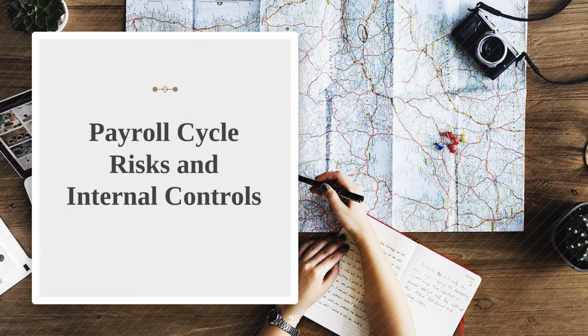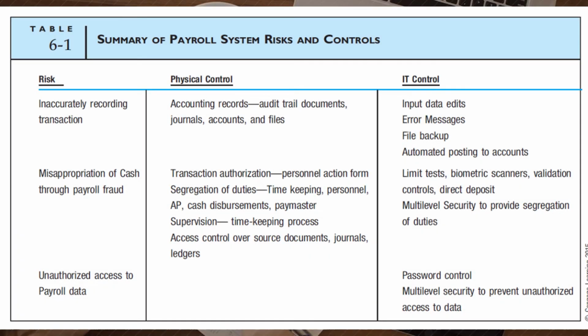Okay, let us talk now about payroll cycle risks and internal controls. This is a good summary of the payroll system risks and threats, as well as the controls. We have physical controls and IT controls. Remember, if we use a basic IT system, then we will have more physical controls than IT controls. But if we use an advanced system, then we will have more IT controls than physical controls. So let's go through them one by one.